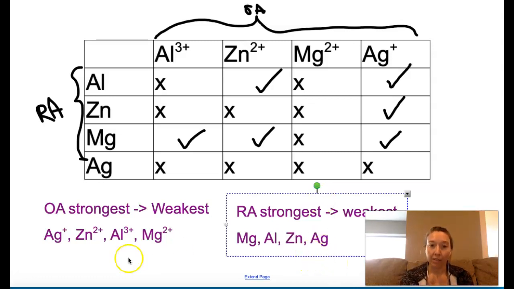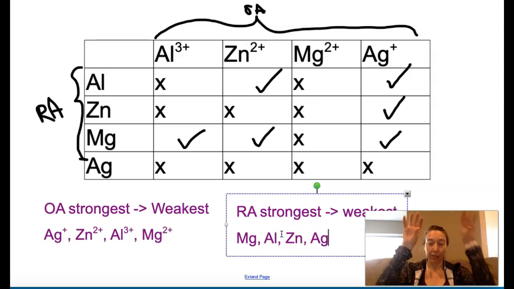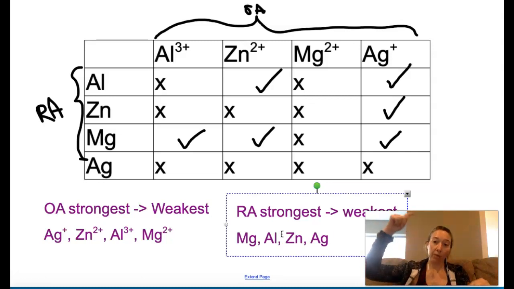You should notice these are complete opposite orders of each other. And that's because if we actually put these into a standard reduction table, we'd have the silver ion with the silver, and then we would have the zinc, and then the aluminum, and then the magnesium. And because we have those opposite orientations for strongest to weakest, that's why we find that pattern, right?